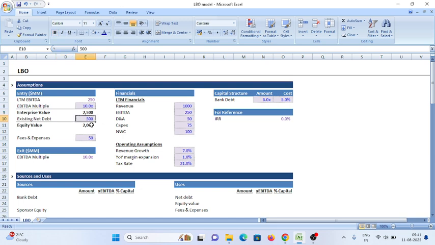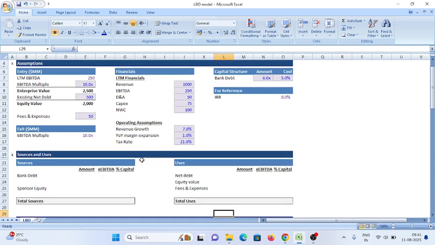We assume that company ABC has net debt of 500 million. So if you subtract net debt, you get equity value. This is the purchase price to acquire company ABC. In addition to this, the private equity firm will incur some other fees and expenses to complete this acquisition. Then we calculate the total purchase price the private equity firm is going to pay to complete this acquisition.